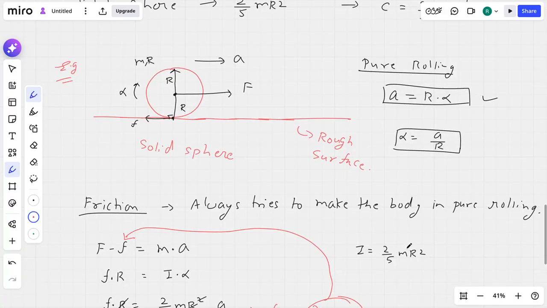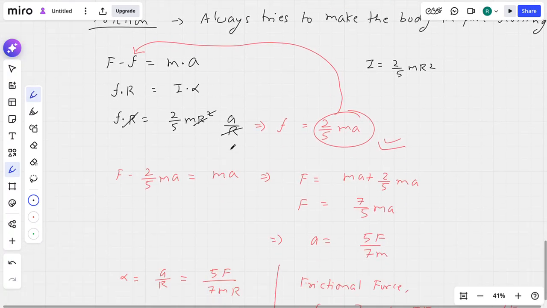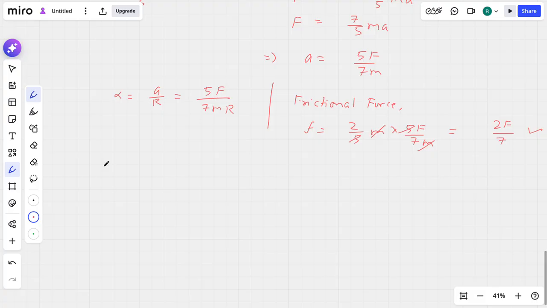Since this is pure rolling, the point of contact is at relative rest with respect to the surface. So if someone asks which kind of friction is acting here, this will be static friction. We have to understand it. In case of pure rolling, frictional force is always static.